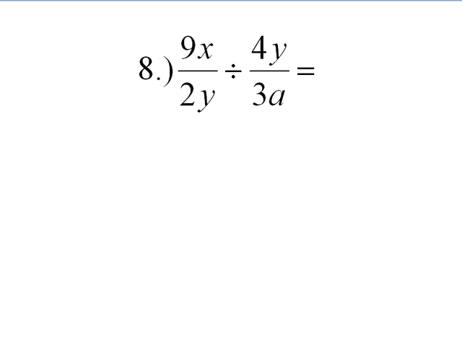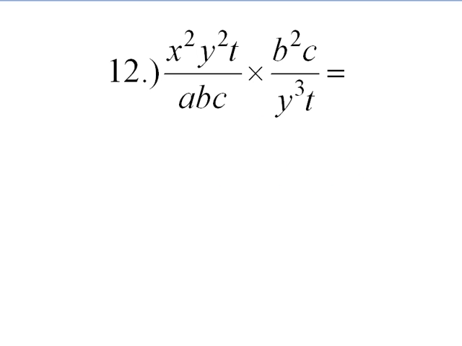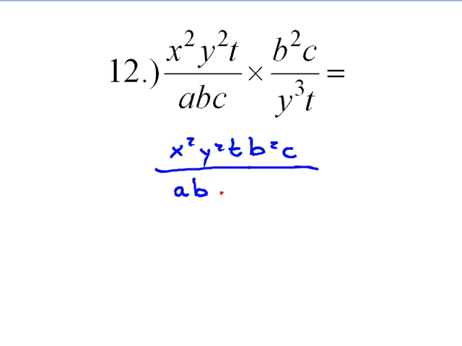Okay, let's try a little more complicated one. Here's another one. Let's see, this is multiply. So what we have is x squared y squared t b squared c over a b c y cubed t.